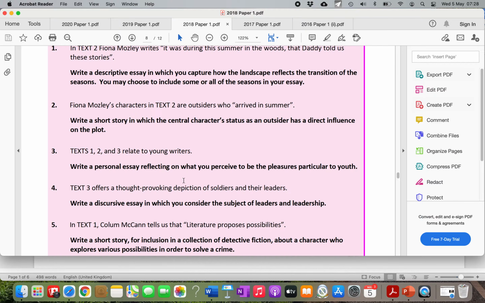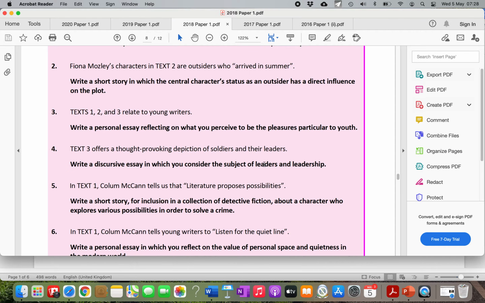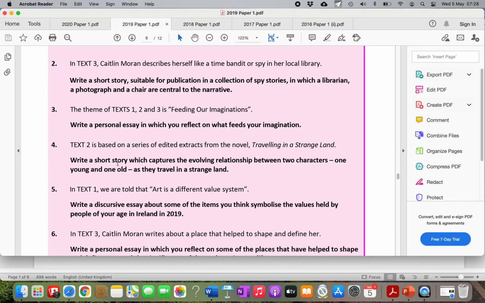Here, they want you to talk about leaders and leadership, and because it's discursive, they want you to give examples of negative and positive impact of leaders and leadership. Obviously, you could bring in everything from Hitler and Churchill to the best teacher you ever had to the worst teacher you ever had. There's loads of things you could bring in there. This one here was asking about items that symbolise values of young people. And of course, you would mention maybe consumerism and materialism on the one hand, but you could also mention friendship and loyalty on the other.